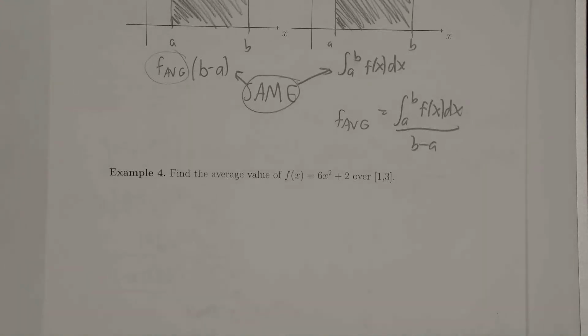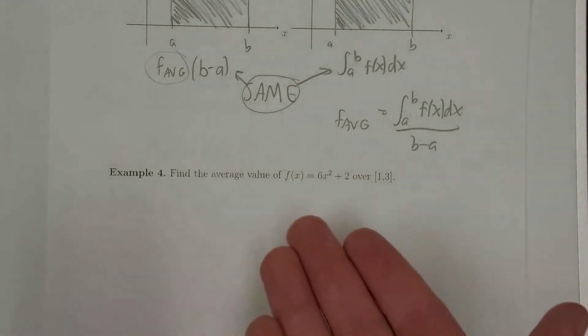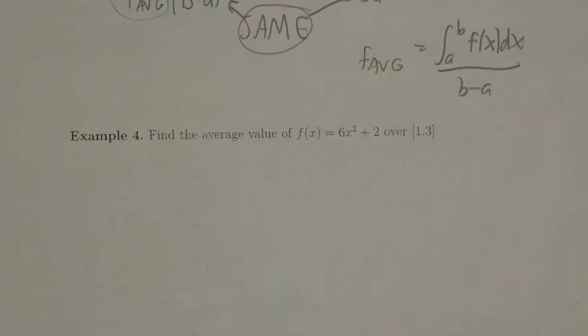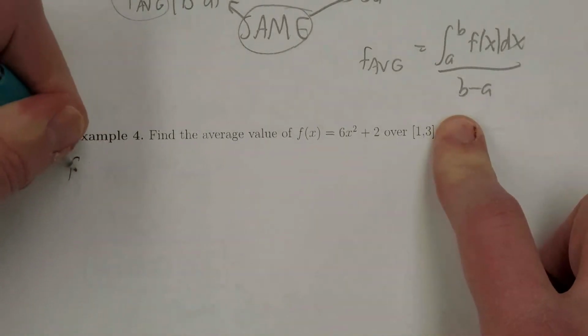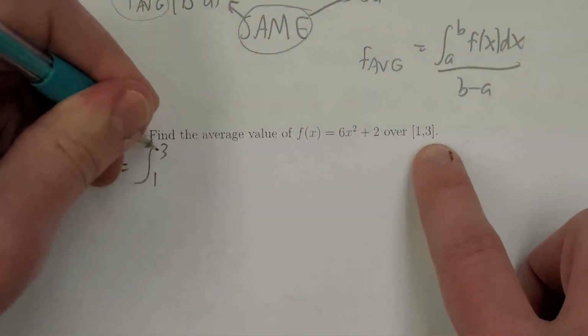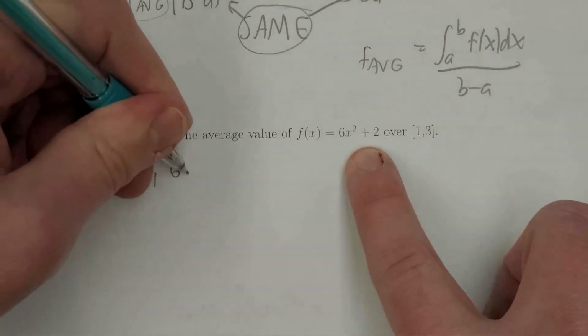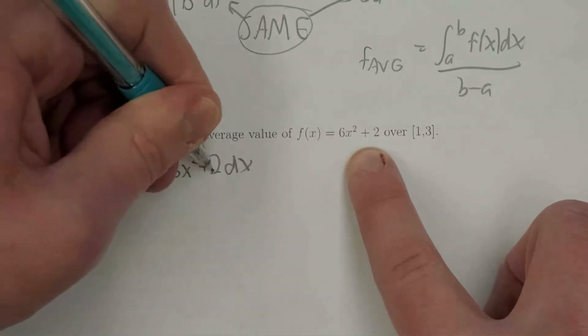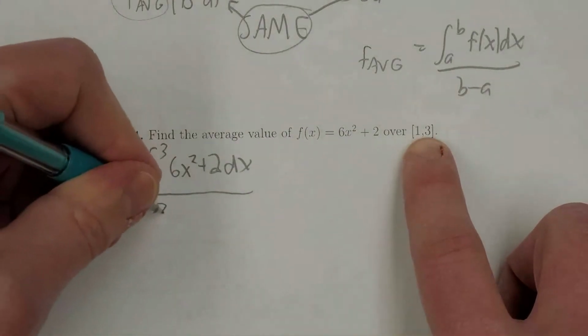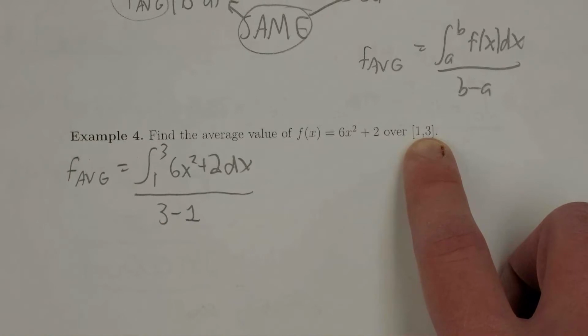So we need to find the average value of 6x squared plus 2 over the interval 1 to 3. So in this case, we are given the function and we're given the interval of consideration, so we can just plug them into our formula here and go from there. So f sub avg will be the integral from 1 to 3 of f of x, which is 6x squared plus 2 dx, and all over the length of the interval, which is 3 minus 1. Okay? So, nothing too crazy so far.